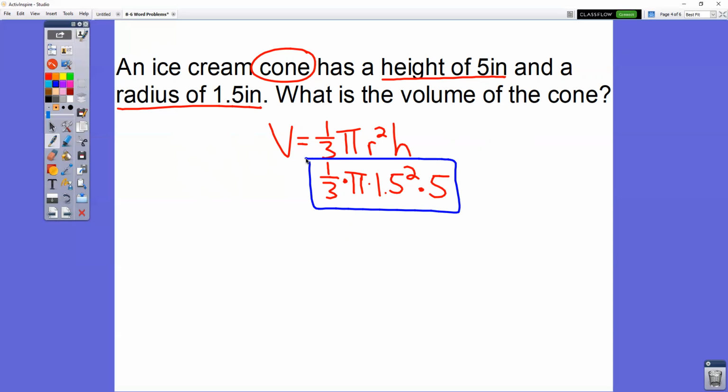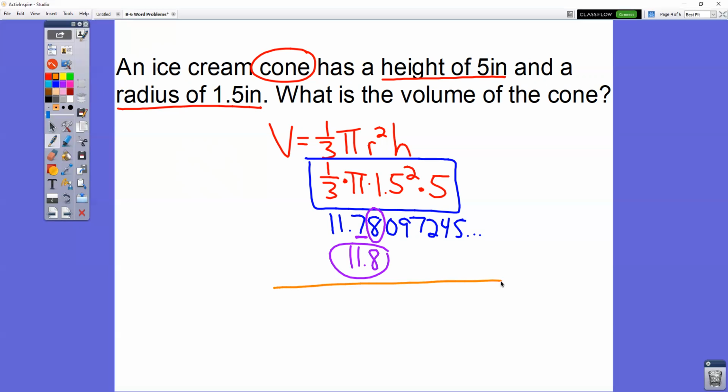When you do that, you get a big, long, ugly decimal of 11.78097245, blah, blah, blah. So we're going to round our answer to the nearest tenth. The 7 is in the tenths place. You need to look at the number after it. That number after it is 5 or higher. So this 7 is going to round to be an 8. So rounded to the nearest tenth, our answer is 11.8.